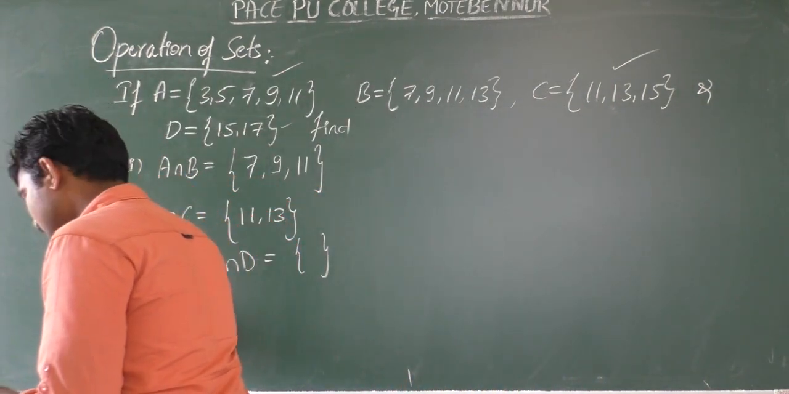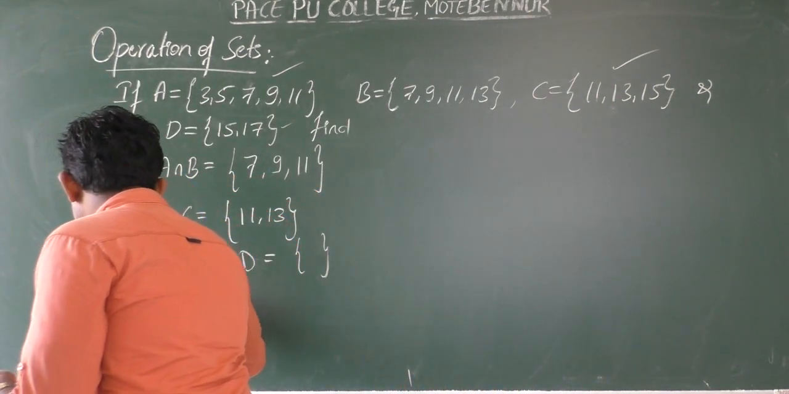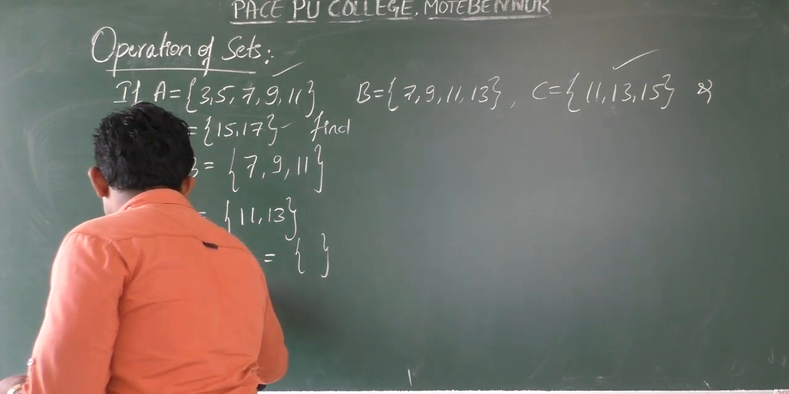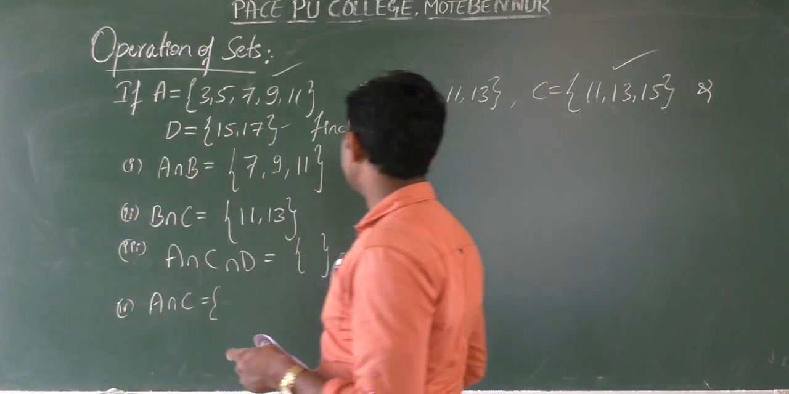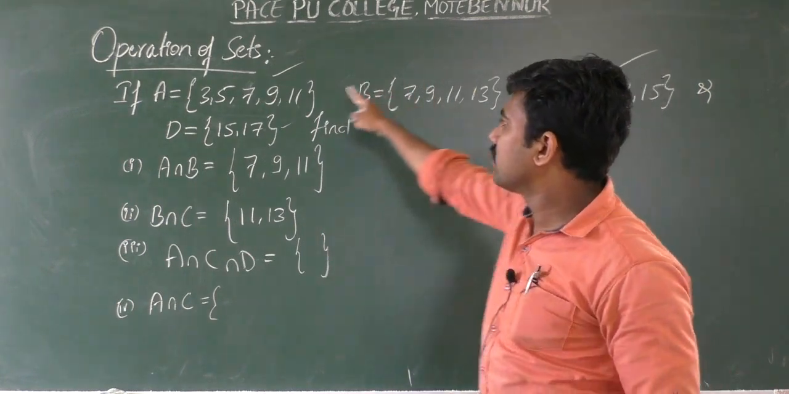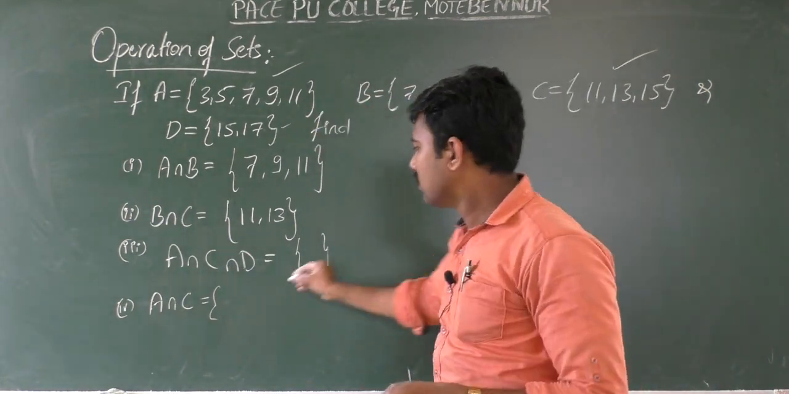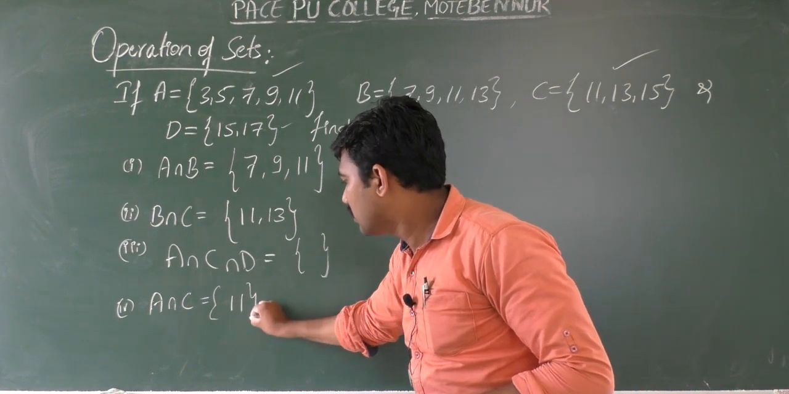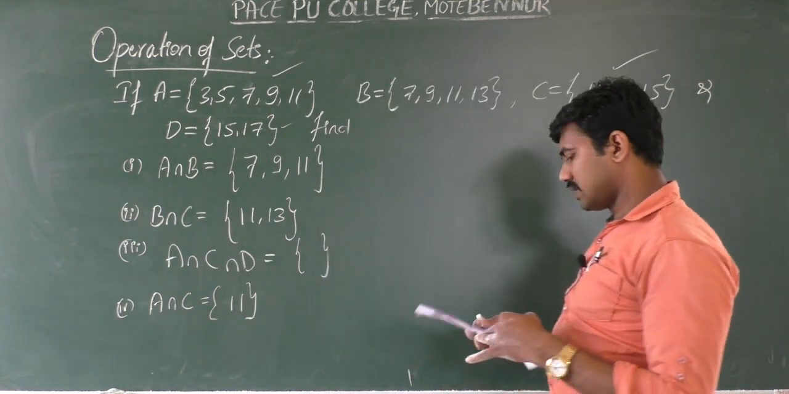Fourth one, A intersection C. What is A intersection C? Which is common in both A and C? Only 11 is common in both. So only that element we will get.